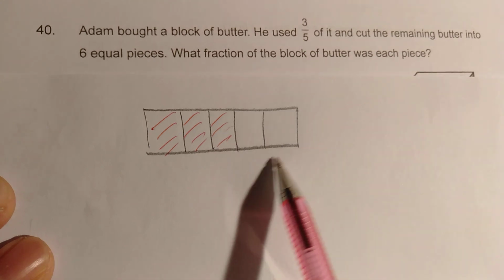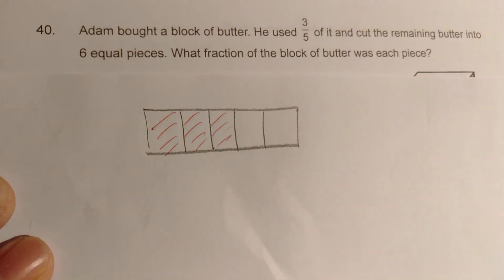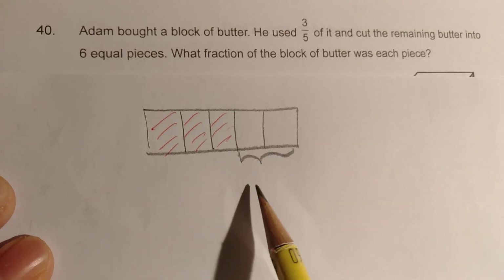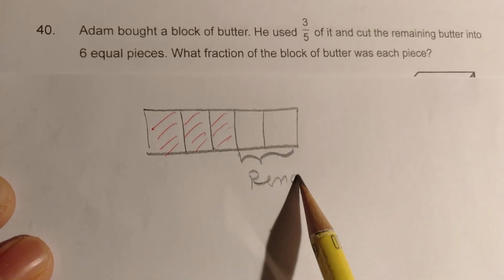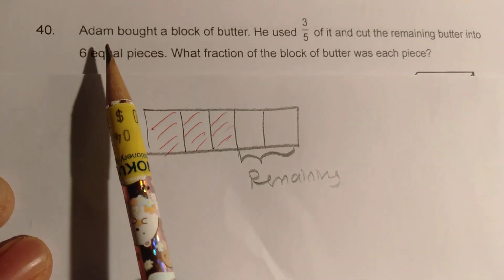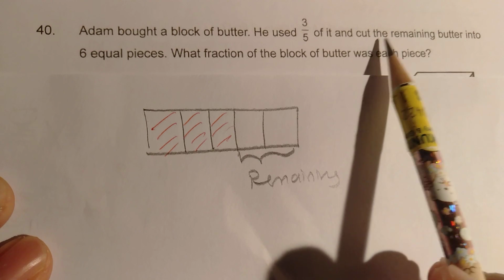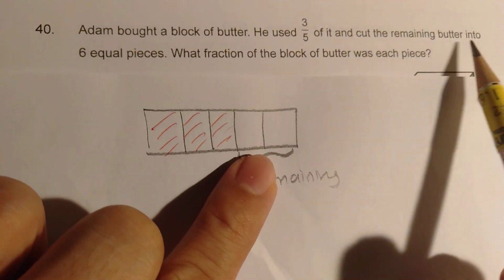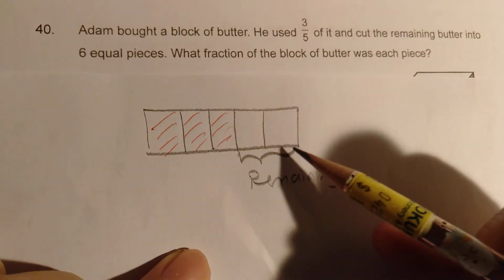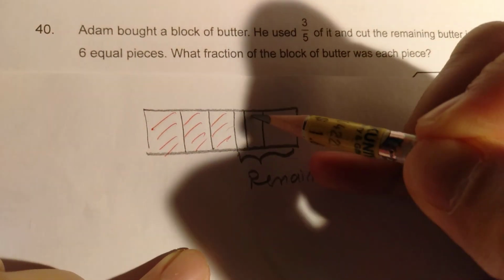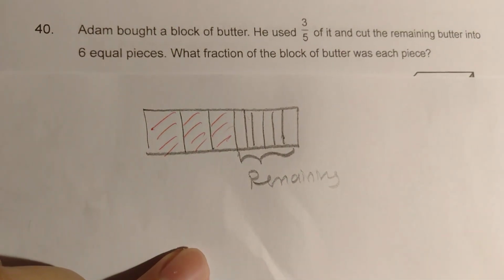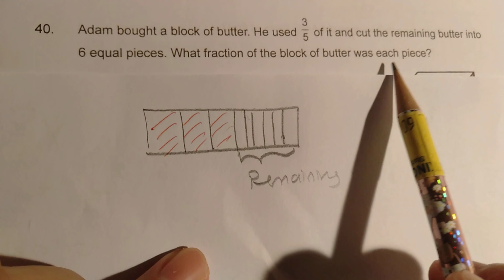And this part that I didn't shade is what we call the remaining. The question says Adam cut the remaining butter, this part, into 6 equal pieces. Very easy to cut into 6, right? So every part here I cut into 3. So the question basically asks us, what fraction of the block was each piece?